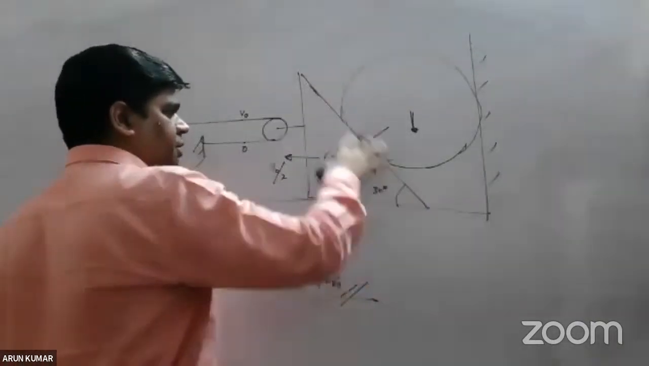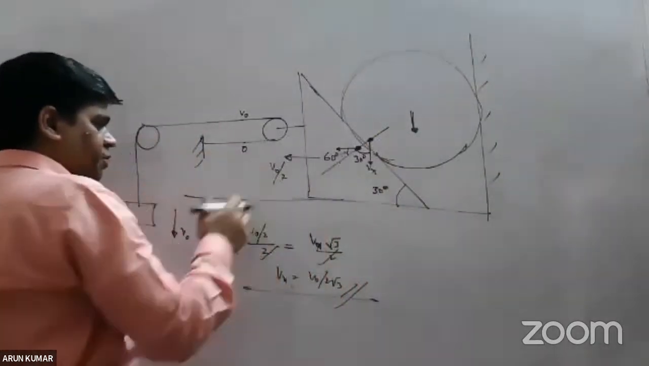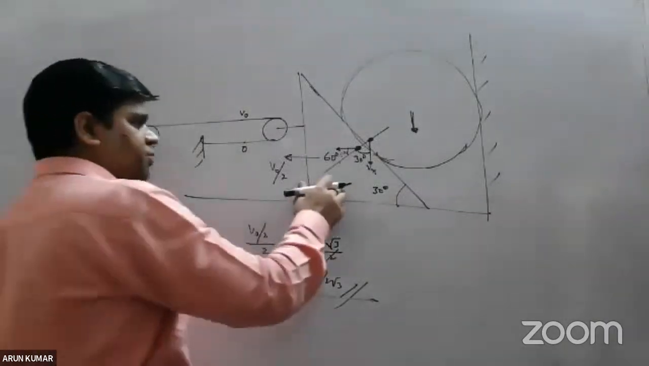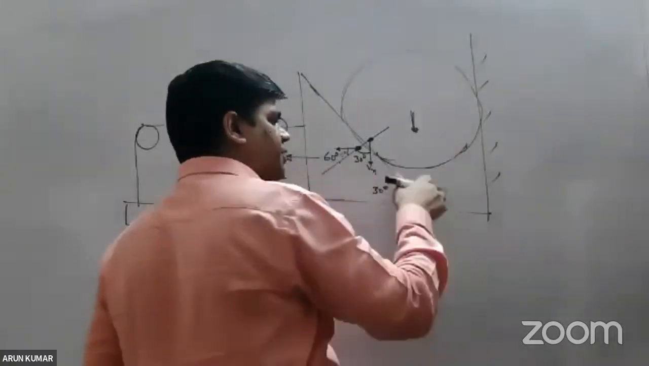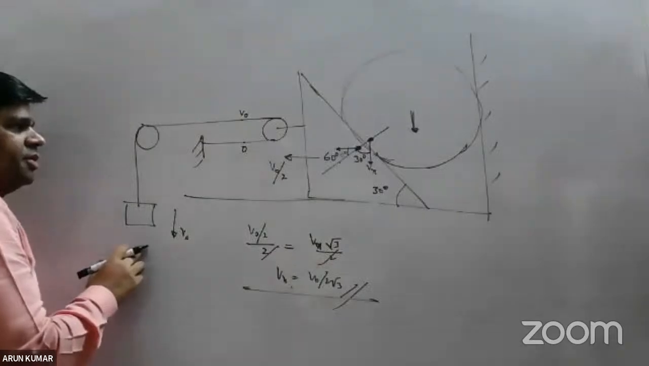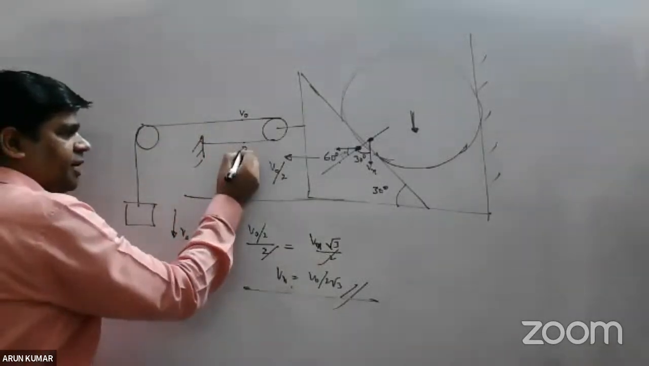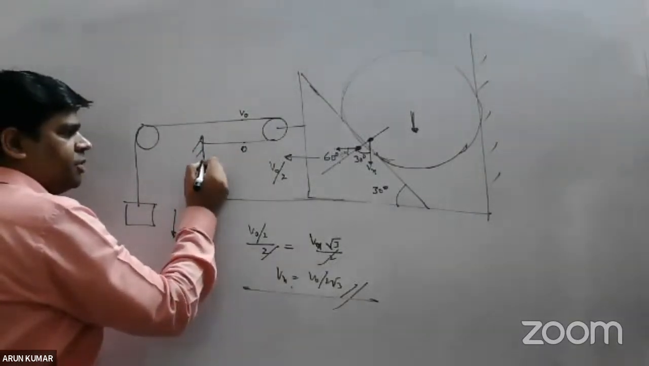This is the wedge and cylinder. Wedge is moving towards left. Why is it moving towards left? Because this block is coming downward. If the wedge moves towards left, this wall is not allowing the cylinder to move horizontally. Cylinder will move vertically downward. If this moves with velocity v naught, the string velocity is v naught, and this velocity is 0 only. Why? Because it's connected to the rigid support.